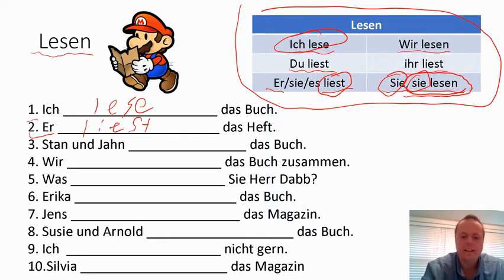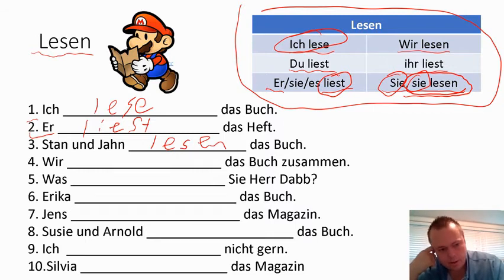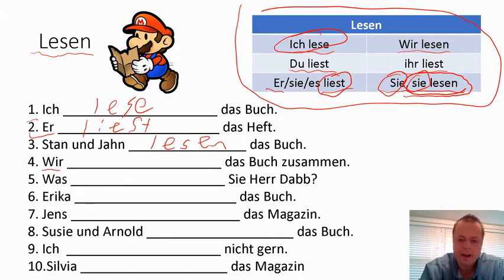Sie lesen. So you're going to write lesen. Okay. Then we have wir. Okay, again, with wir, we look at that. That means we. Wir lesen das Buch zusammen. So, lesen das Buch zusammen.